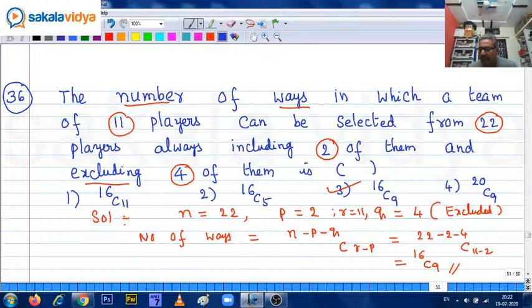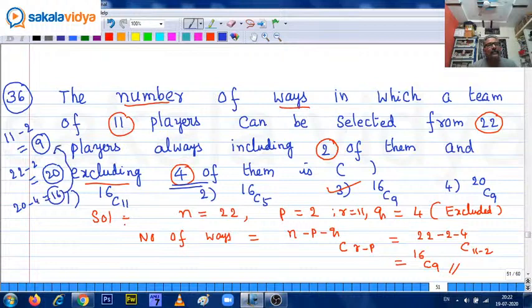Here see, two persons are to be included in the team. That means out of 11, already two members are selected. That means we need to select nine persons. Understood now? Already out of 22, two persons are selected. 22 minus 2 means now 20 are there. Now what we need to do? These 4 persons can never be selected. That means from the total 20 subtract 4, 16. Now from 16, 9 are to be selected. So that can be done in 16C9. That's the answer. Okay, understood now?